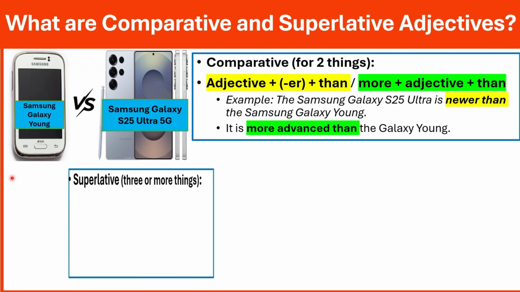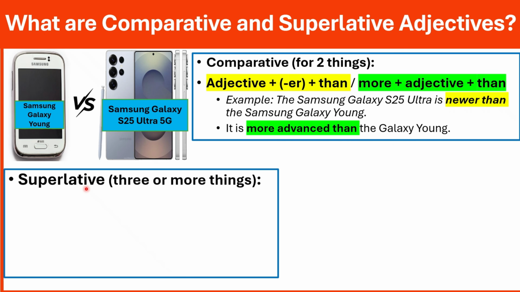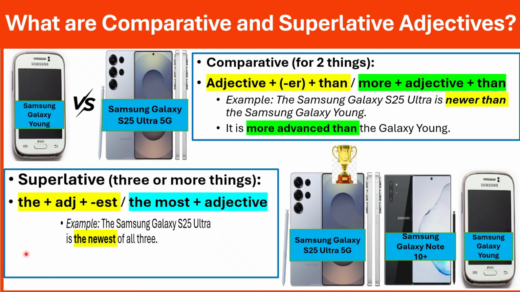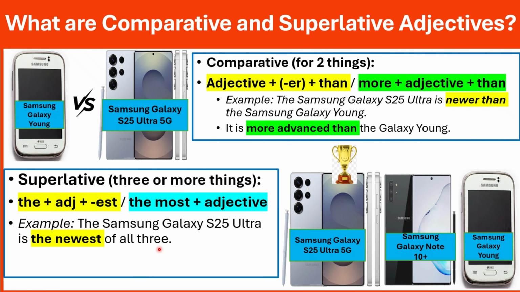Now let's look at superlatives. We use them when we have three or more things and want to pick out the top one. Now let's add a third phone, the Galaxy Note 10 Plus. Now we have three models. Looking at all of them, the S25 Ultra is clearly the top model. So we can say the S25 Ultra is the newest of all three, or it's the most advanced phone here. Notice the structure: the plus adjective plus est, or the most plus adjective.